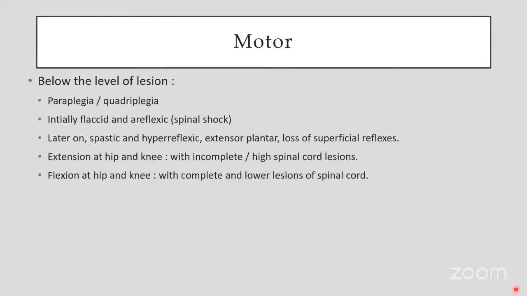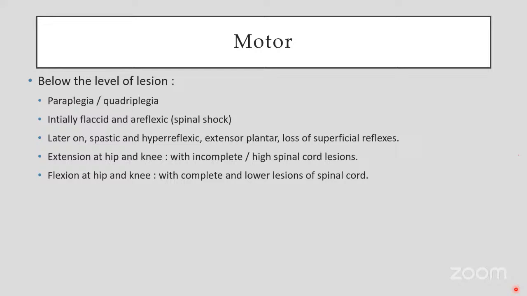Moving on to motor symptoms. Below the level of lesion, the patient will have paraplegia or quadriplegia. Paraplegia if it is affecting the dorsal or the lumbar spinal cord. Quadriplegia if it affects the cervical spinal cord. Initially, the patient will be in a stage of spinal shock. The tone will be flaccid and areflexic. Later on, it becomes spastic and hyperreflexic. There is an extensor plantar response, and there is loss of superficial reflexes.